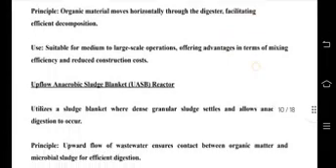So in this one, the horizontal plug flow biogas plant, similarly the plug flow system is there, but the digester is oriented horizontally. So organic material moves horizontally through the digester, facilitating efficient decomposition, suitable for medium to large scale operations, offering advantages in terms of mixing efficiency and reduced construction costs.